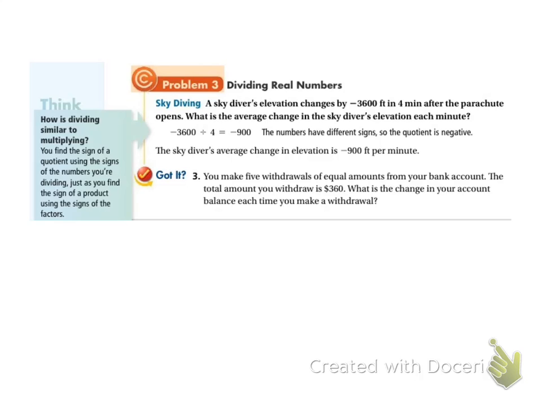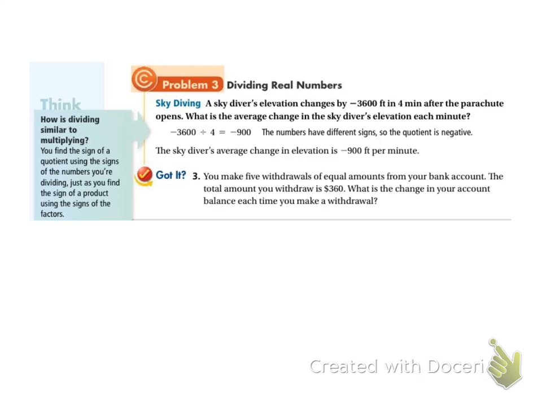A skydiver's elevation changes by negative 3,600 feet in 4 minutes after the parachute opens. What is the average change in the skydiver's elevation each minute? When we want average, that's telling us to divide. So I do negative 3,600 divided by 4, and I get negative 900. And remember, a negative divided by a positive gives me a negative.